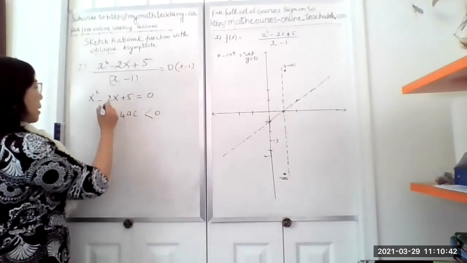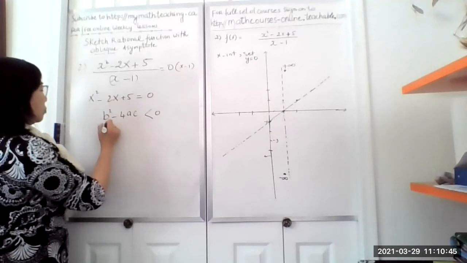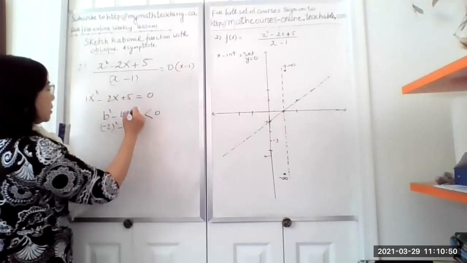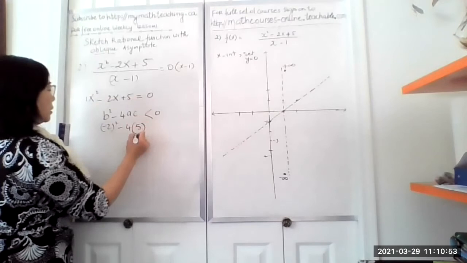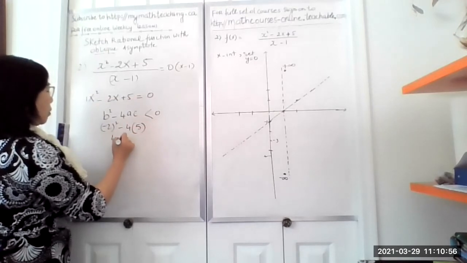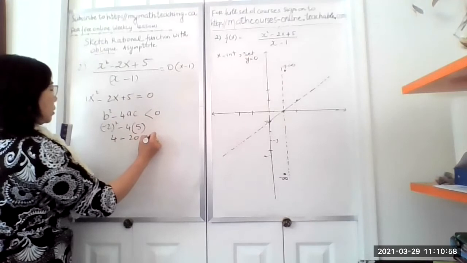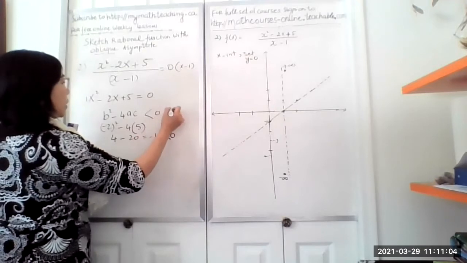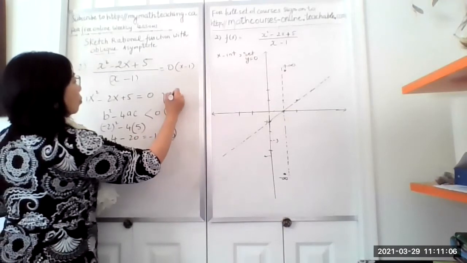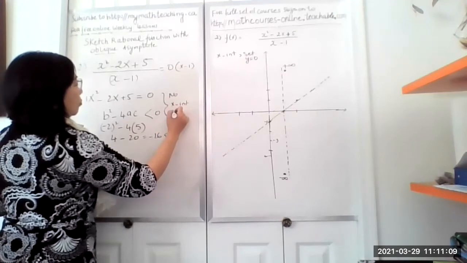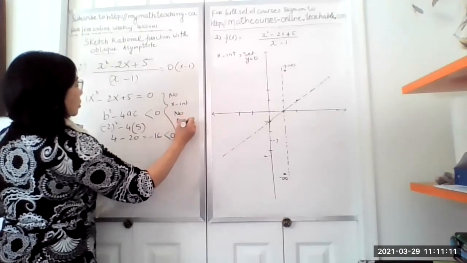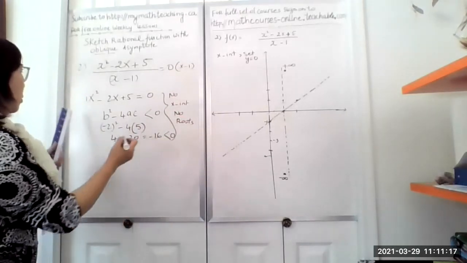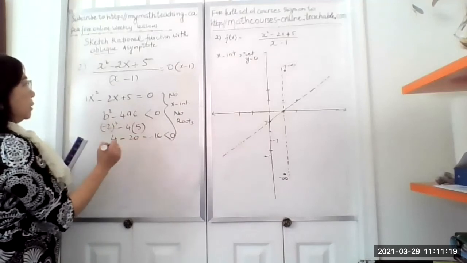So let's say b squared here is minus 2 squared, minus 4 times our a here, which is 1, times our c here, which is 5, like this. So you have 4 minus 20, which is equal to minus 16, and of course minus 16 is less than 0, so we have no intercept, no root. We have an imaginary root in this equation. So we know now we don't have an x-intercept.